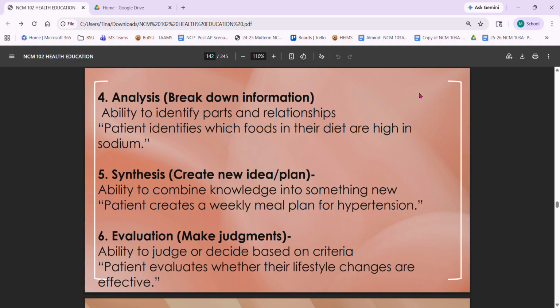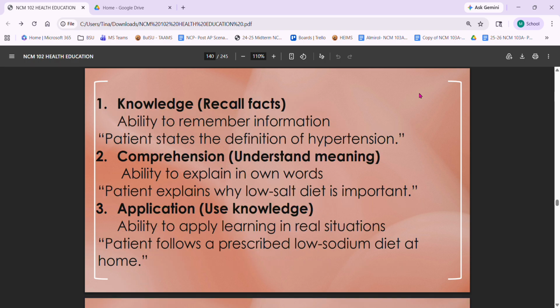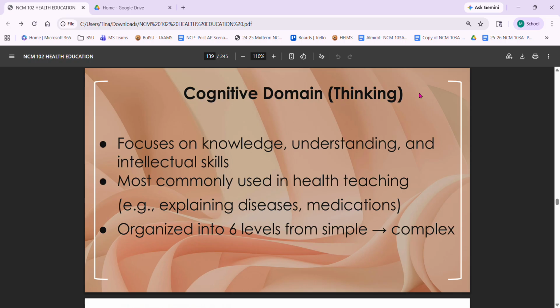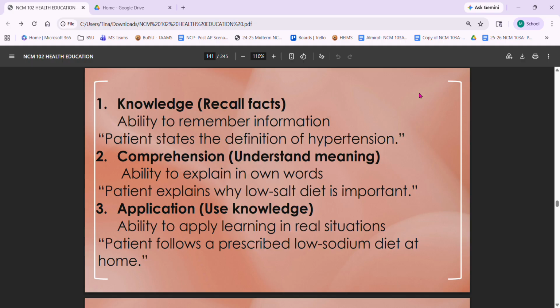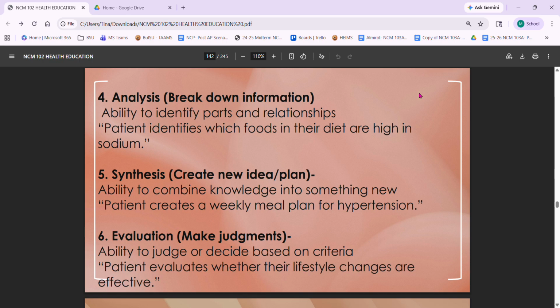Okay? So, yun yung 6 sa pagkaka-organize ng level sa cognitive thinking. Okay? Knowledge, comprehension, application, analysis, synthesis, and evaluation. So, nagsimula ka sa simple na recall ng fact, na understand niya yung meaning, ginamit niya yung knowledge na yon. Okay? Application, na breakdown niya. Okay? Nakapag-create siya ng bagong plan, and now they can make sound judgment.